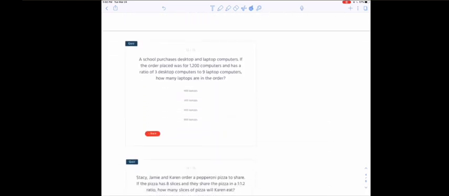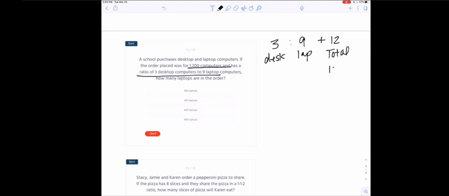It says, a school purchases desktop and laptop computers. If the order placed was for 1,200 computers, and has a ratio of 3 desktops to 9 laptop computers, how many laptops are in the order? So it gives us a ratio of 3 desk to 9 lap. If I add them up, this gives me 12 total. And it tells us that the total computers ordered were 1,200.